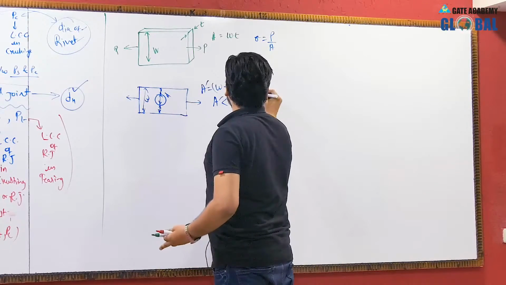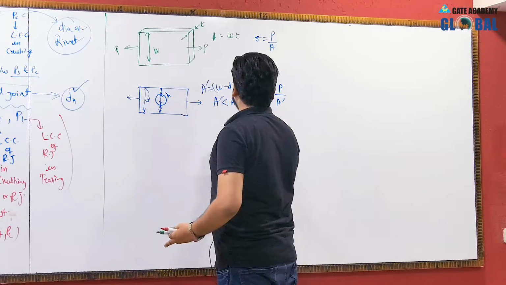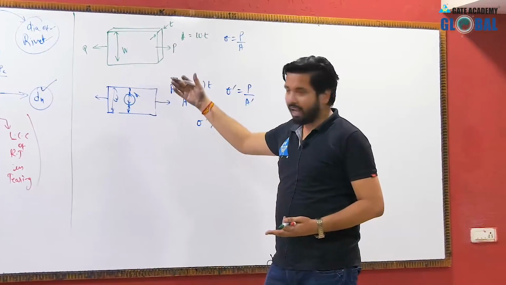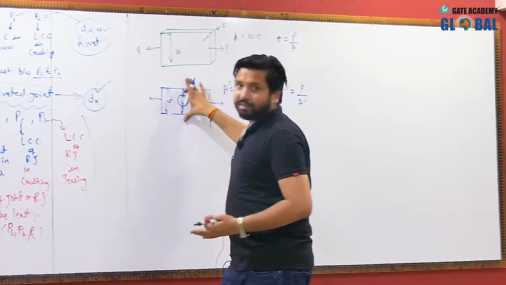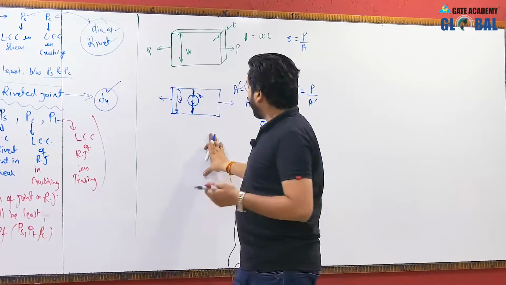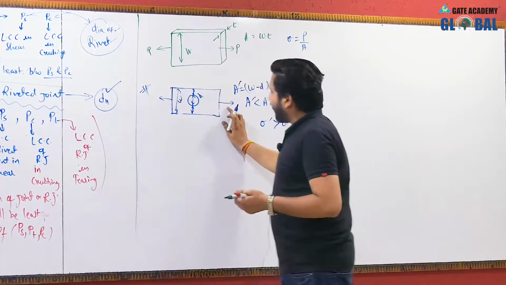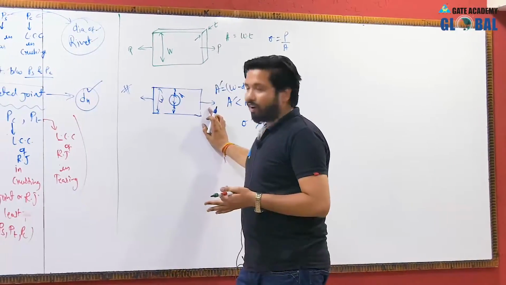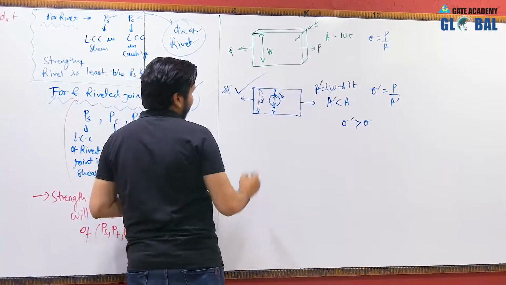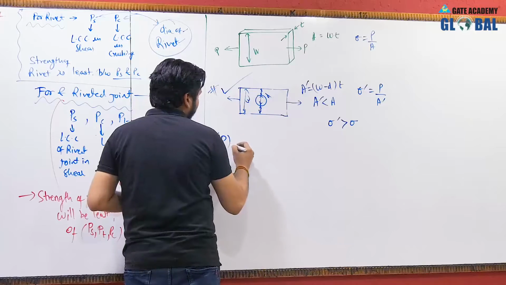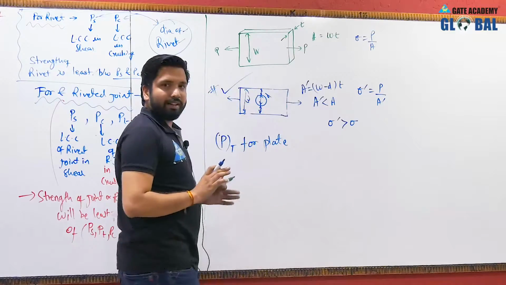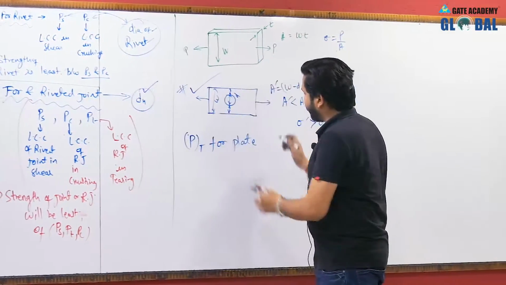So according to this, the stress here will be P divided by A dash, so sigma dash is greater than sigma, so stress will increase. So the stress produced in the plate will be high if there is a rivet hole. Now the fundamental thing is that the load carrying capacity of the plate will be obtained from this diagram. So the load carrying capacity P in tension for plate, not for the joint, not for the rivet, for the plate only, this will fail due to tension.